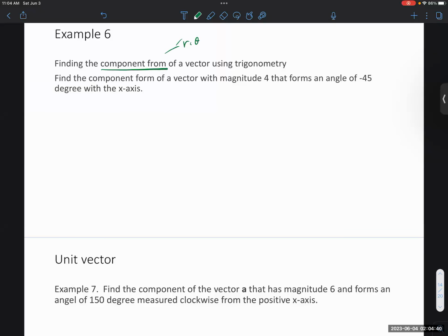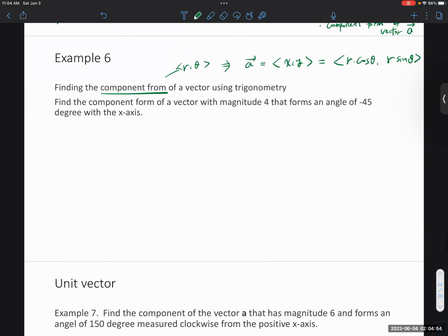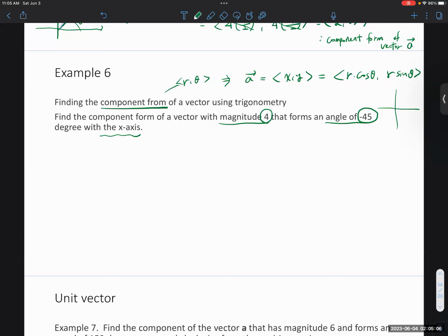So r comma theta means the vector A in terms of x comma y. We know r times cosine theta, r times sine theta. So that's the component form. And here's the thing: magnitude is 4, angle is negative 45 degrees on the x-axis. Many people forget: if you go counterclockwise, that's a positive angle. If you go clockwise, that's a negative angle in the trigonometry system.